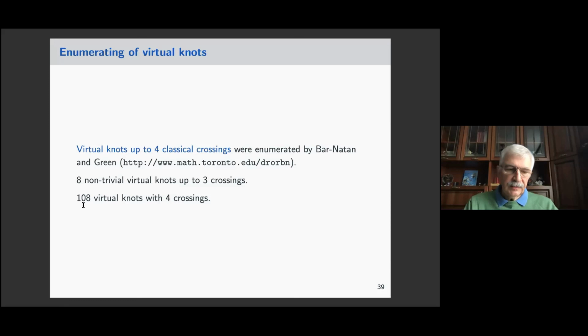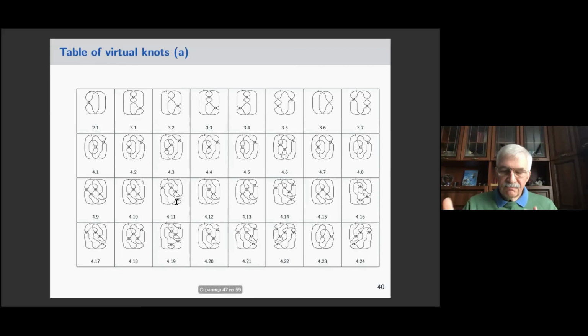And just for your convenience, I presented diagrams here. You see there is a standard notation similar to classical knots. So 2.1 means that you have 2 classical crossings. Of course, the orientation is important here, so you have orientation on the diagram. You have 2 classical crossings and 1 virtual and so on. You will see that the virtual knot number 3.6 is just the classical trefoil knot with a fixed orientation. And so on, you can look at other diagrams.